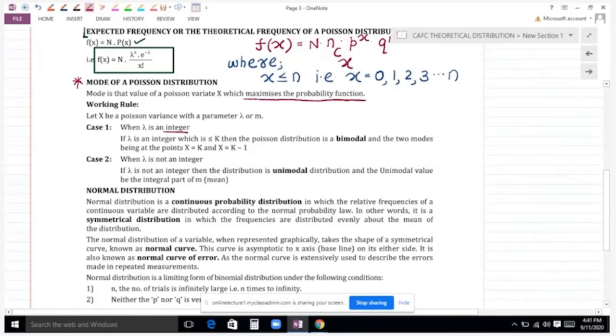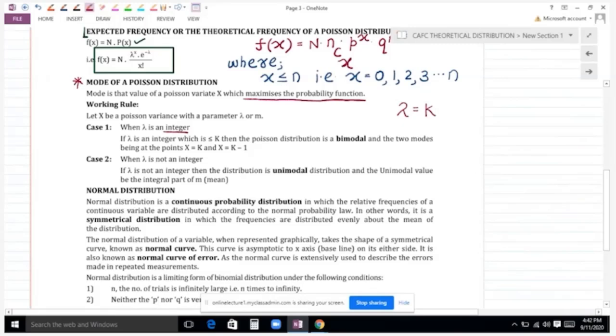When I talk about the term integer, what is the meaning of integer? Integer means it takes a complete value. So if lambda is an integer, and the value of lambda is equal to k, write it down here and try to understand it. Lambda is equal to k.